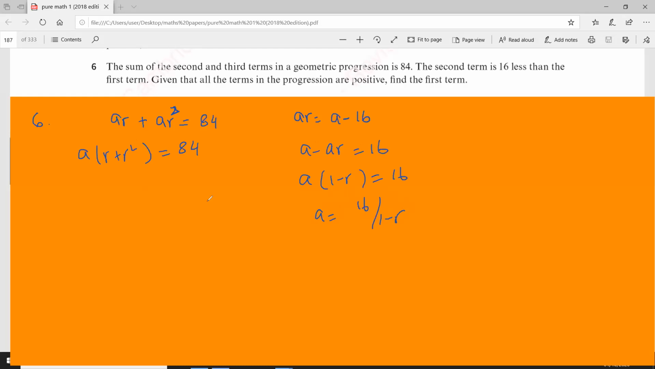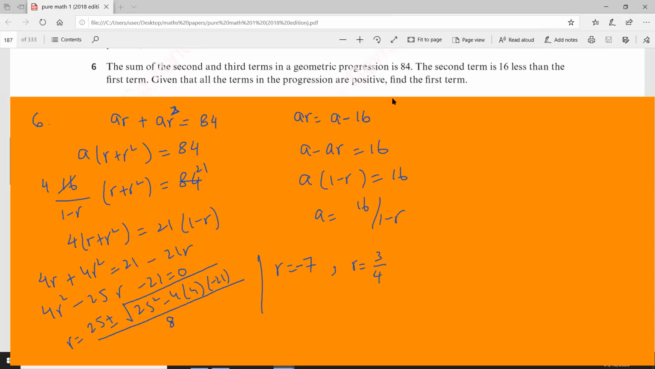Now instead of A, I'll write here 16 over 1 minus R into R plus R square, that is equal to 84. I can cancel this with 4 4s are and 4 21s are. Okay. Now this is going to be 4 into R plus R square, 21 into 1 minus R. Now you solve it yourself, bacho.